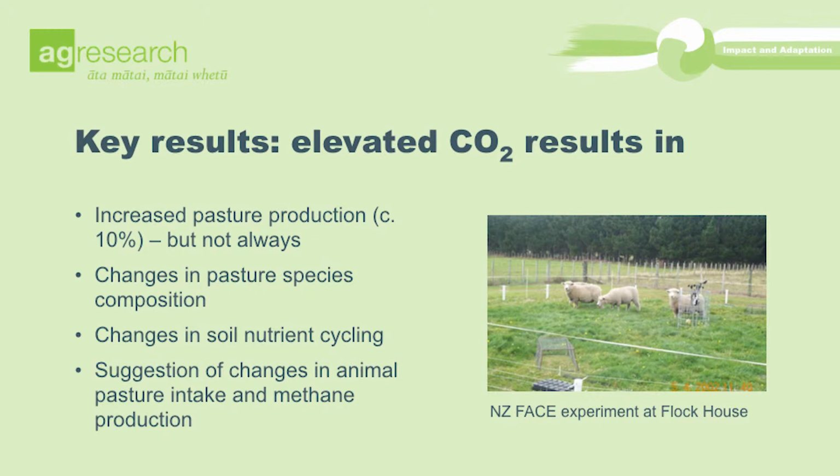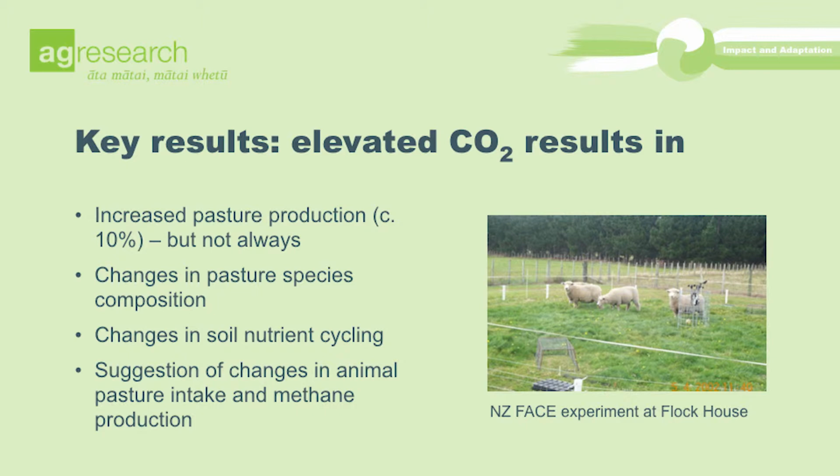So some key results from what we found. Increased pasture production, about 10%. But not always. So if you've got a drought, obviously nothing's going to grow, so you don't have a response. But it does change. It has changed over the course of the experiment.